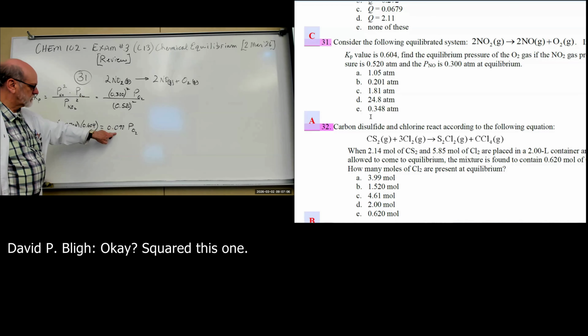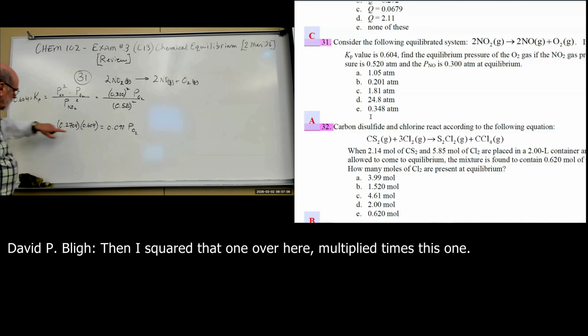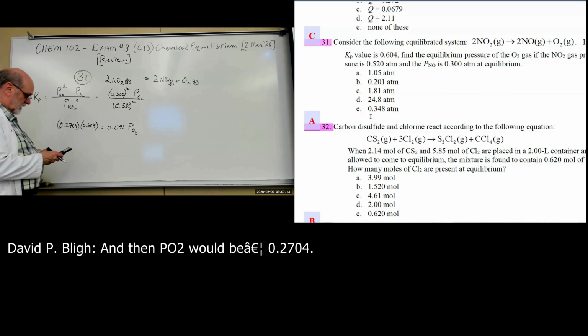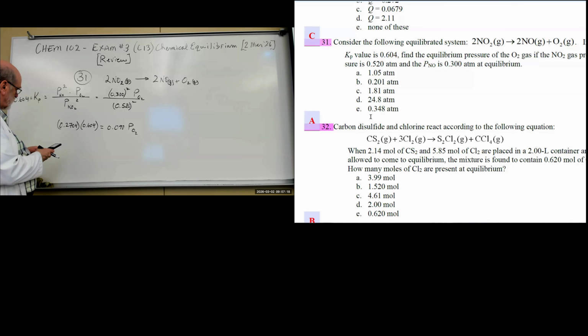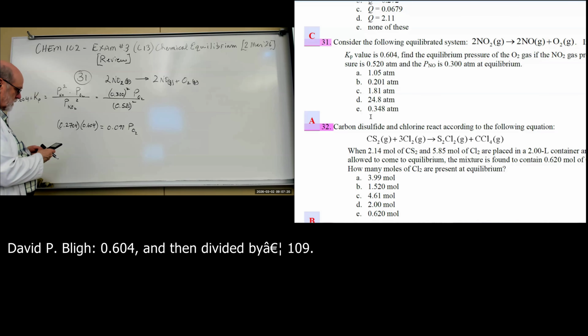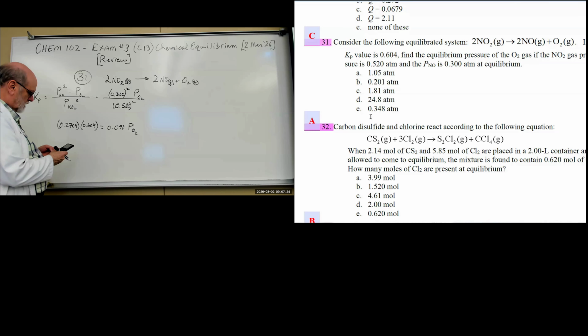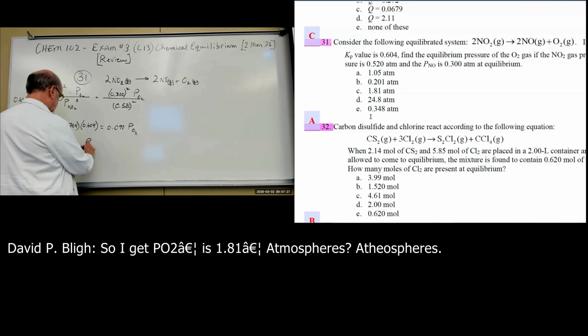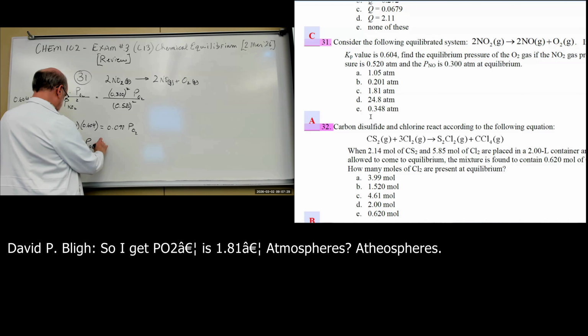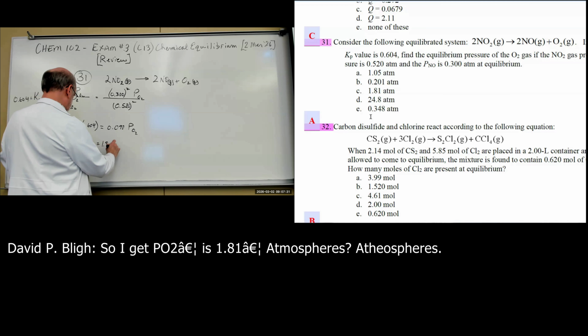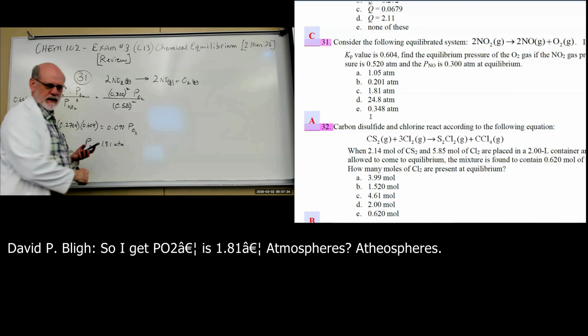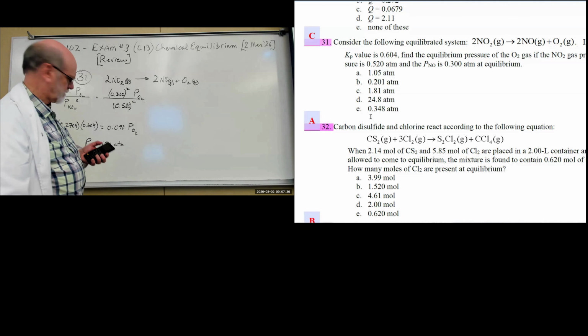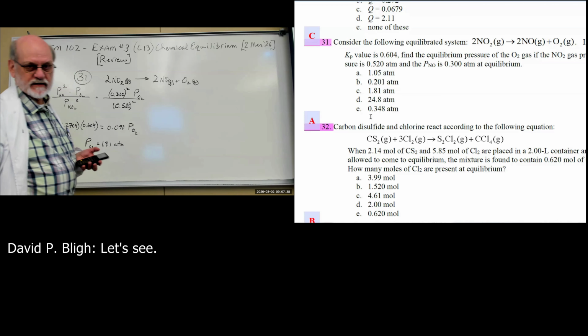Okay, I squared this one, then I squared that one over here, multiplied times this one. And then PO2 would be 0.2704 times 0.604, divided by 0.09. So I get PO2 is 1.81 atmospheres. That's C.